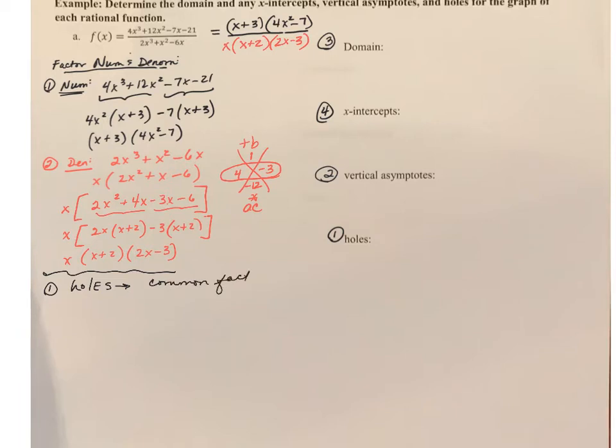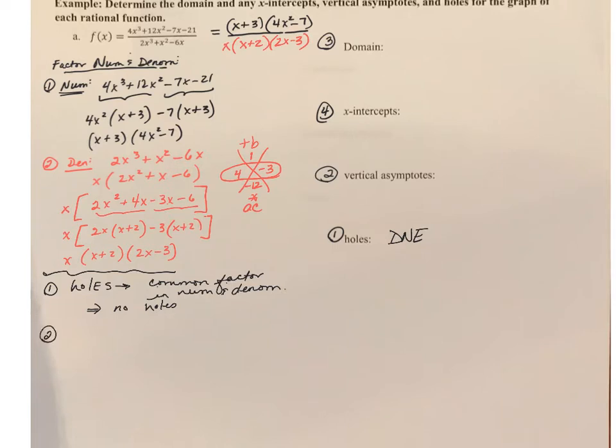So make yourself a note: common factor in numerator and denominator. When I look at this in factored form, I don't have any common factors in the numerator and the denominator. So what that means is I don't have any holes. So no holes. Over here with holes, you can either write DNE for does not exist, or you can write none. Either is appropriate, it doesn't matter.